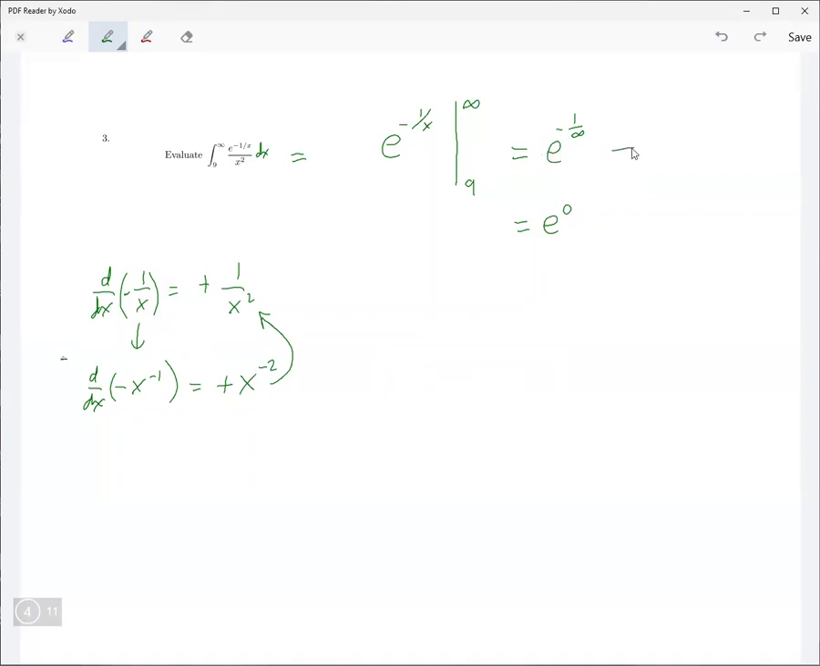Okay, minus the lower limit, e to the negative 1 over 9. So that's minus e to the negative 1 over 9. But e to the 0 is just 1. So we get that. Okay, any questions about this?